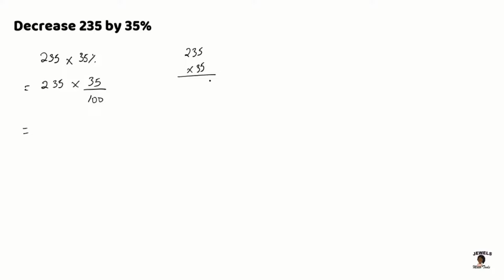5 times 5 is 25. We put our 5, carry the 2. 5 times 3 is 15, plus 2 is 17. We put our 7, carry the 1. 5 times 2 is 10, plus 1 will give us 11.